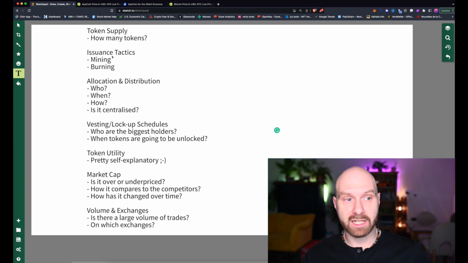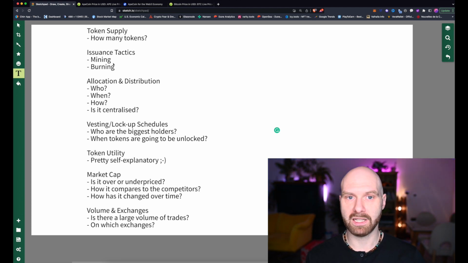Which then brings me to the next point, which is issuance tactics. So how those tokens are going to be created and when they're going to be released. So are they going to be slowly mined over time, like it's the case with Bitcoin, or are they all created straight away, but then locked in various vesting schedules in various contracts?